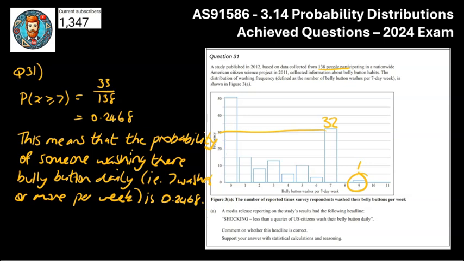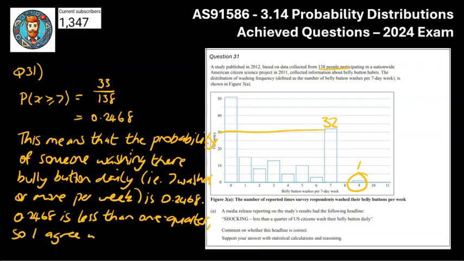Finally, we need to specifically link it back to the claim. 0.2468 is less than 1/4. So I agree with the claim made. There we go, full stop.